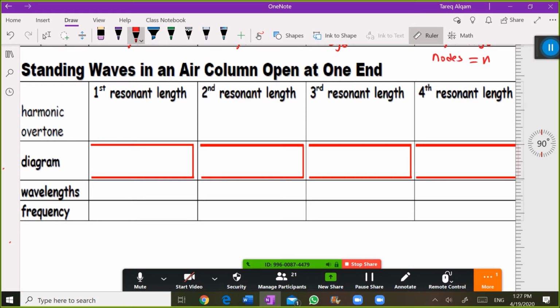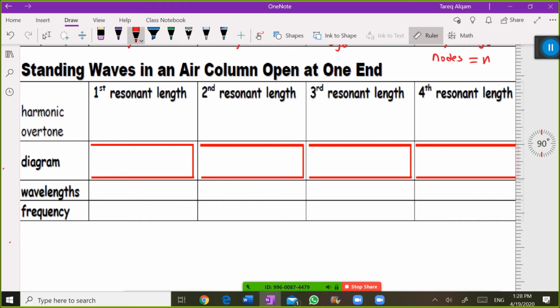Okay guys, look here. As we mentioned before, here is a node and here is an antinode. The wave looks like this, because the first harmonic must always have one node. The second harmonic does not exist. The third harmonic looks like this.